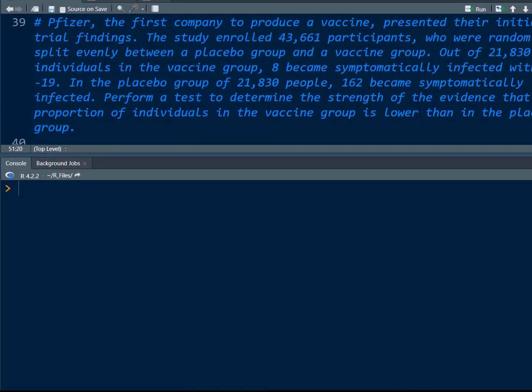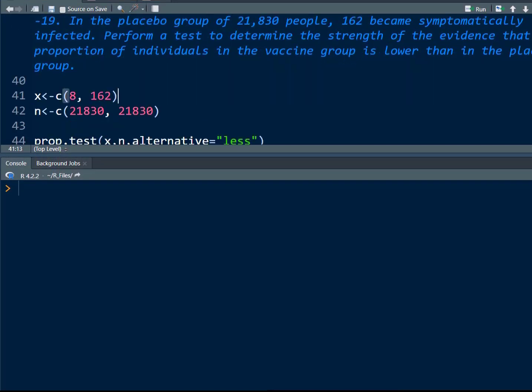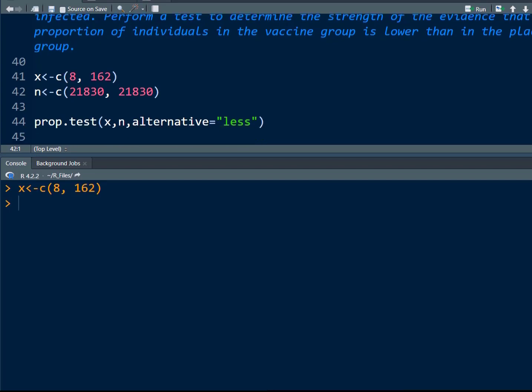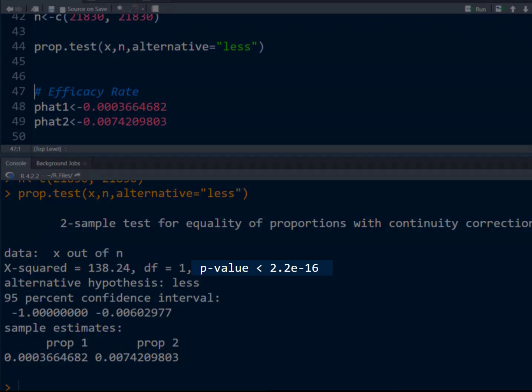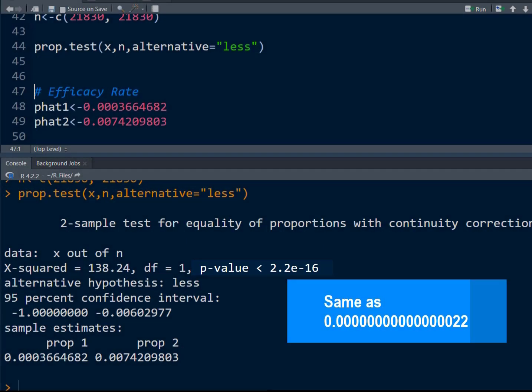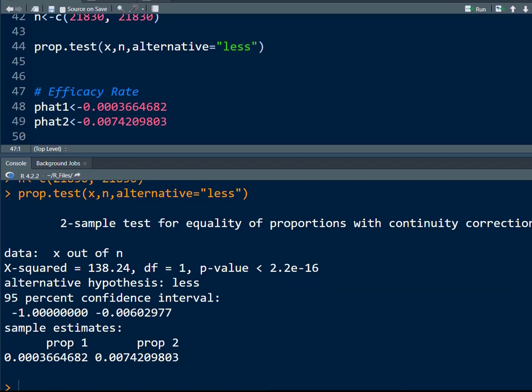We'll perform a test with the data array X, which is comprised of the values 8 and 162, and N, which is comprised of the values 21,830 and 21,830. Our goal is to determine the strength of the evidence that the proportion of infected individuals in the vaccine group is lower than in the placebo group. So let's run the test. The p-value is extremely small, providing very strong evidence that the proportion in the vaccine group is lower than in the placebo group. Let me point out a couple of things here.